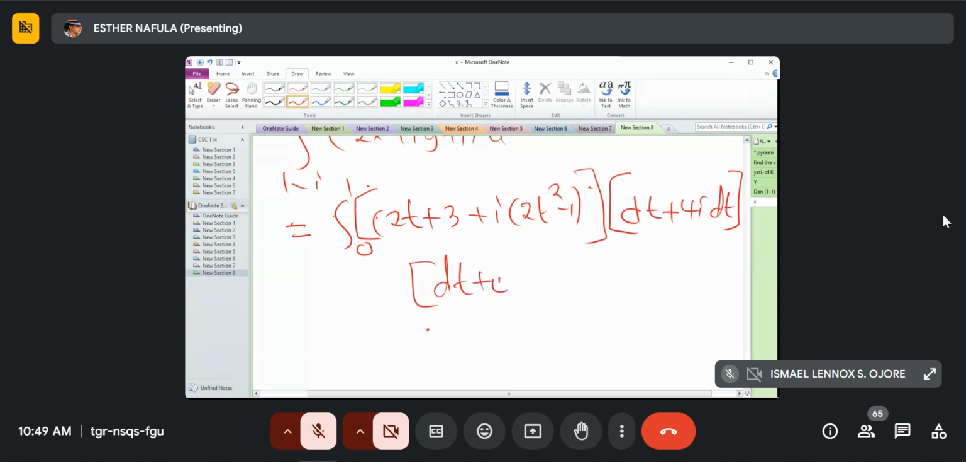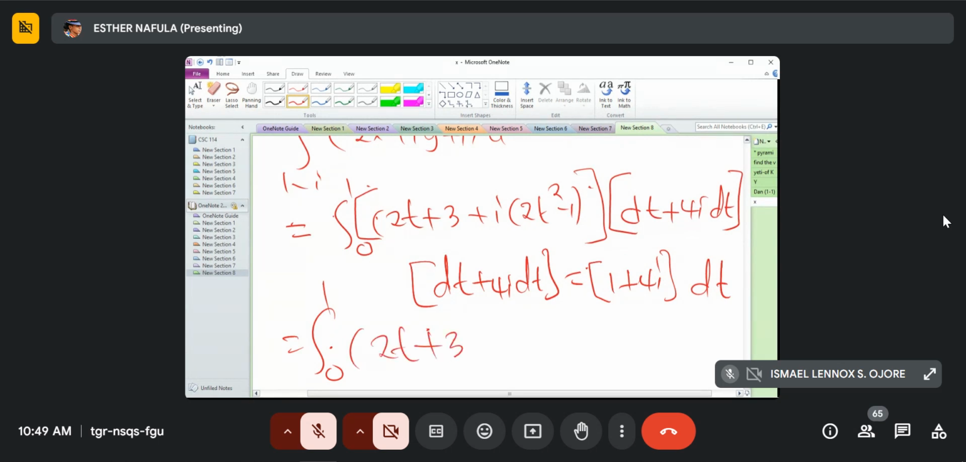dt plus 4i dt. If we factor out dt, it's the same thing as 1 plus 4i. Then we have a dt outside. So this is the integral from 0 to 1, 2t plus 3 plus i into 2t squared minus 1, times 1 plus 4i dt.